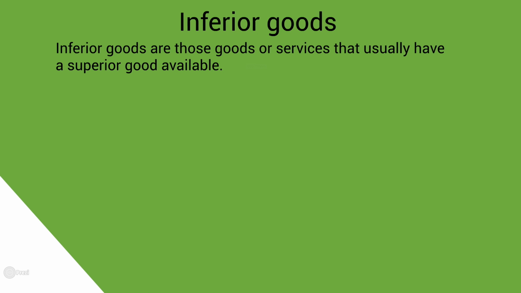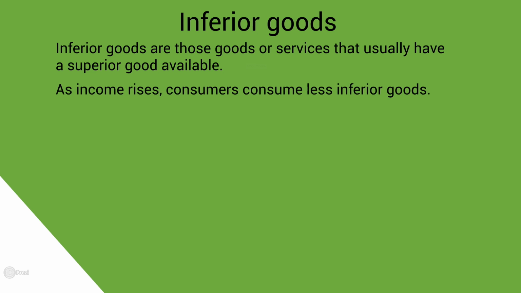Now let's look at the second type of relationship between goods and income. These are inferior goods. Inferior goods are those goods and services that usually have a superior good available. As income rises, consumers consume less of inferior goods. And as income falls, consumers consume more inferior goods.